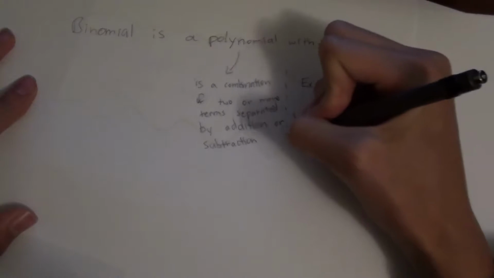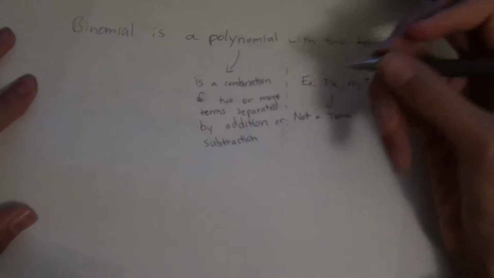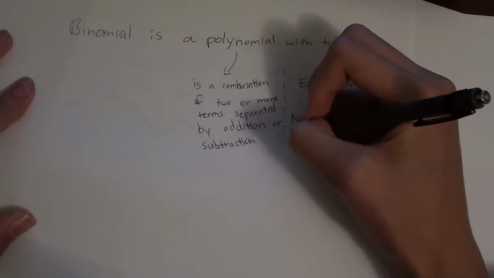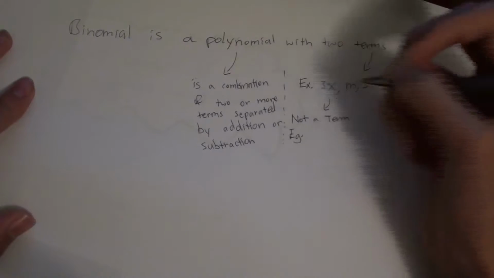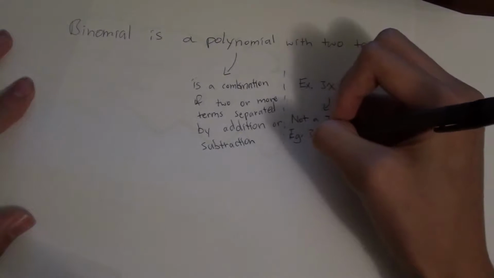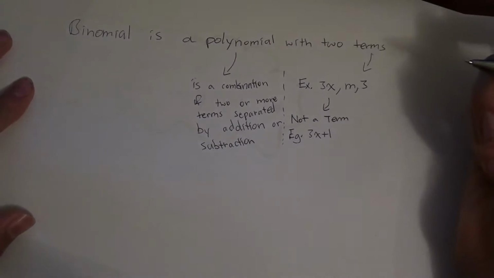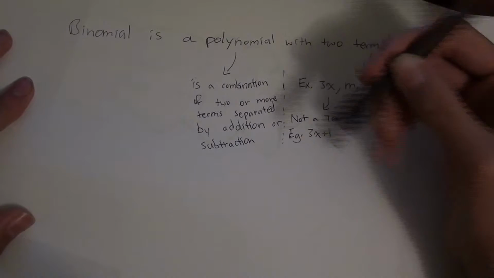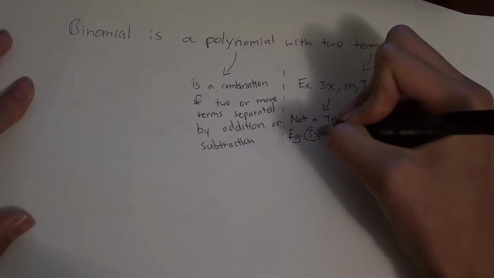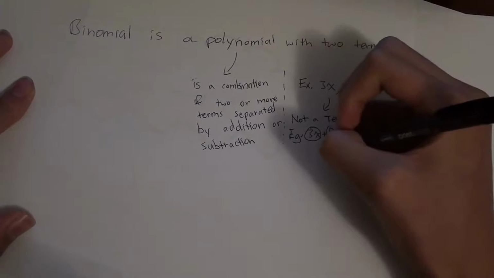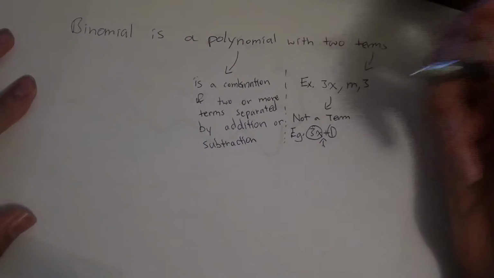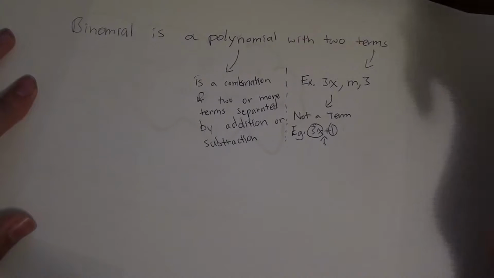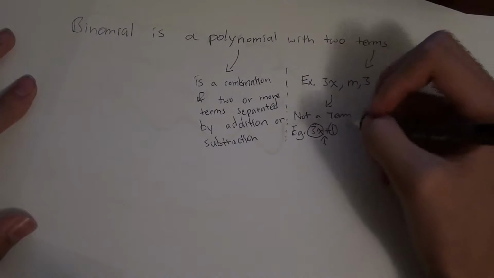So we can see something that is not a term. I'm just going to separate these two for clarification purposes. Not a term, for example, 3x plus 1. That is a binomial because it has two terms, 1, 2, and they're separated by an addition sign.